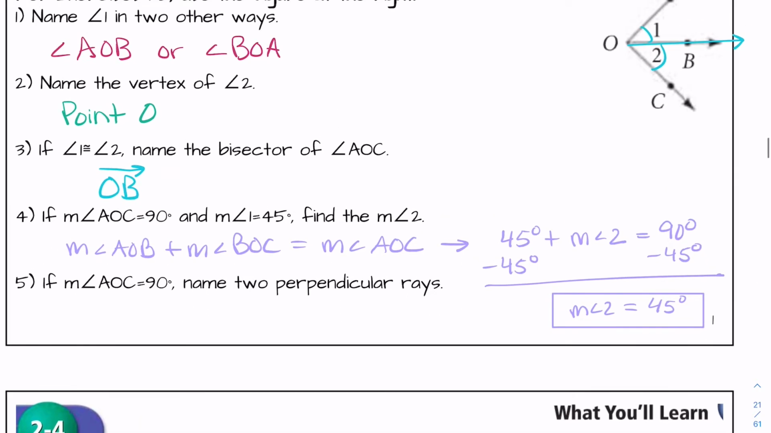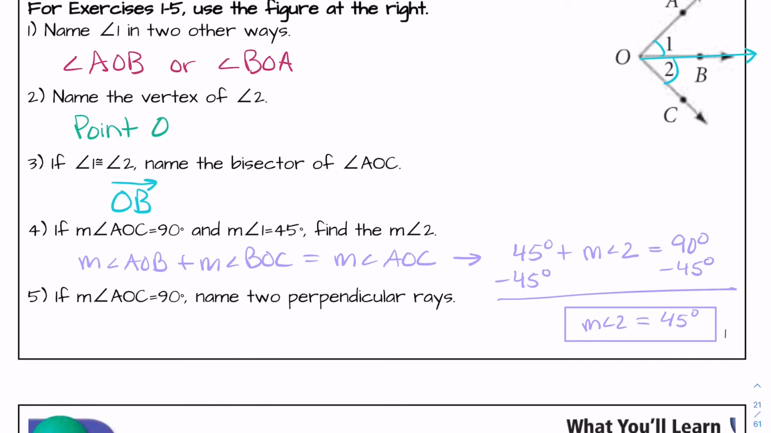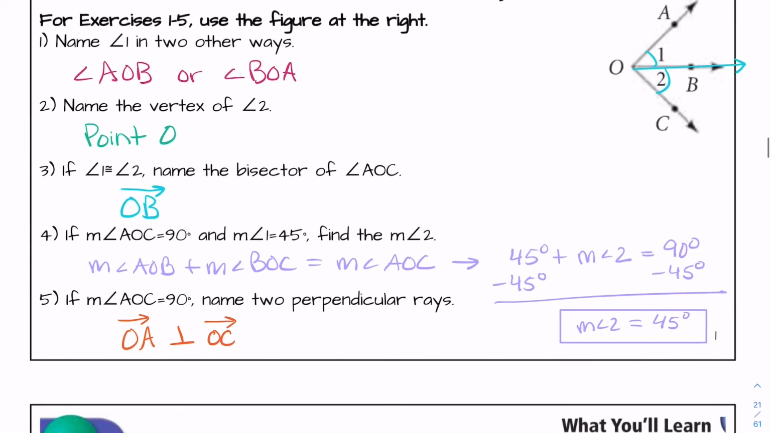If AOC is 90 degrees, name two perpendicular rays. Well, ray OA is perpendicular to ray OC. All right, because if this is a 90-degree angle, OA and OC are perpendicular rays. Again, notice O is always starting this ray because it starts at the end point, which is point O.